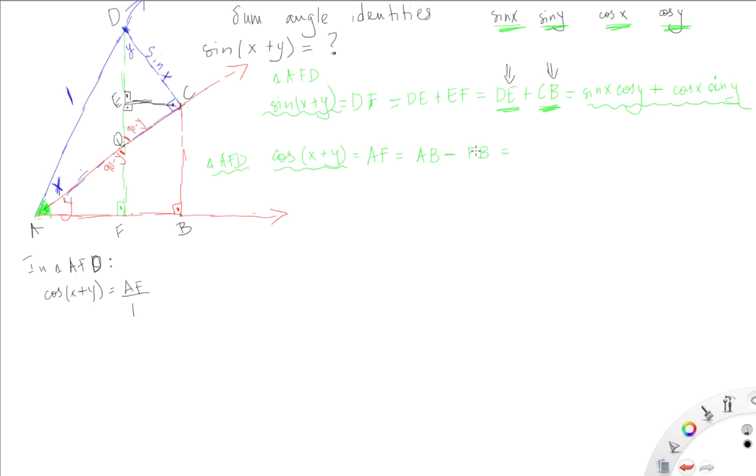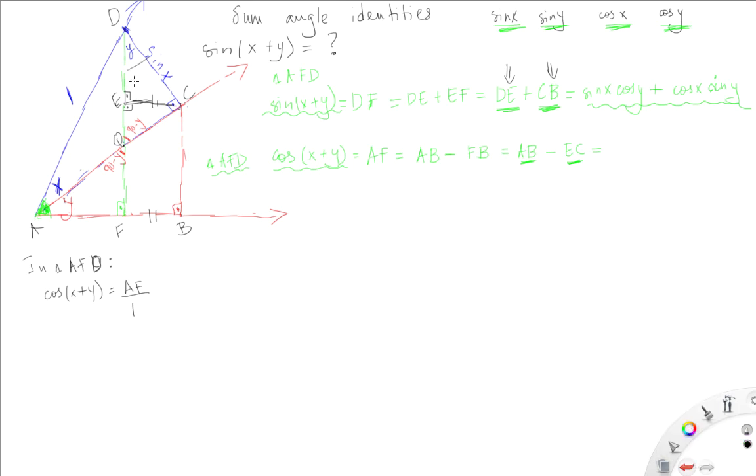I also notice another thing. This side FB here is really equal to this side EC because FBCE is a rectangle, therefore this side here is equal to this side here. So again, instead of writing FB, I'm going to write minus EC. So now let's look for AB and EC. I suggest we start with EC.